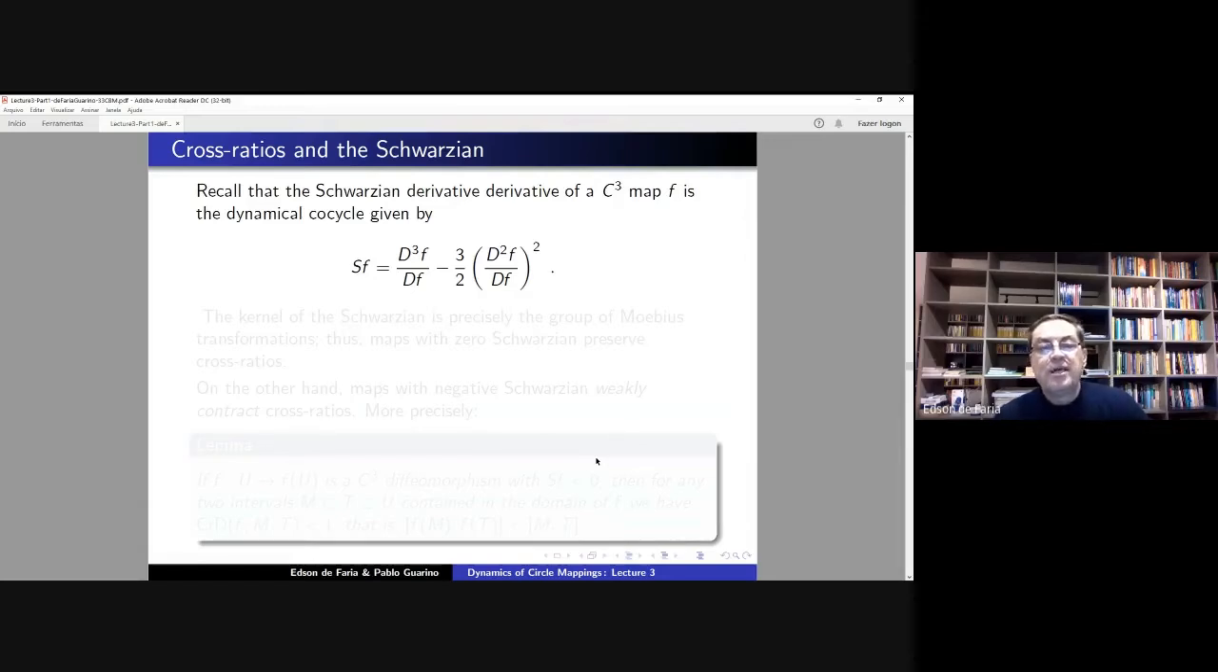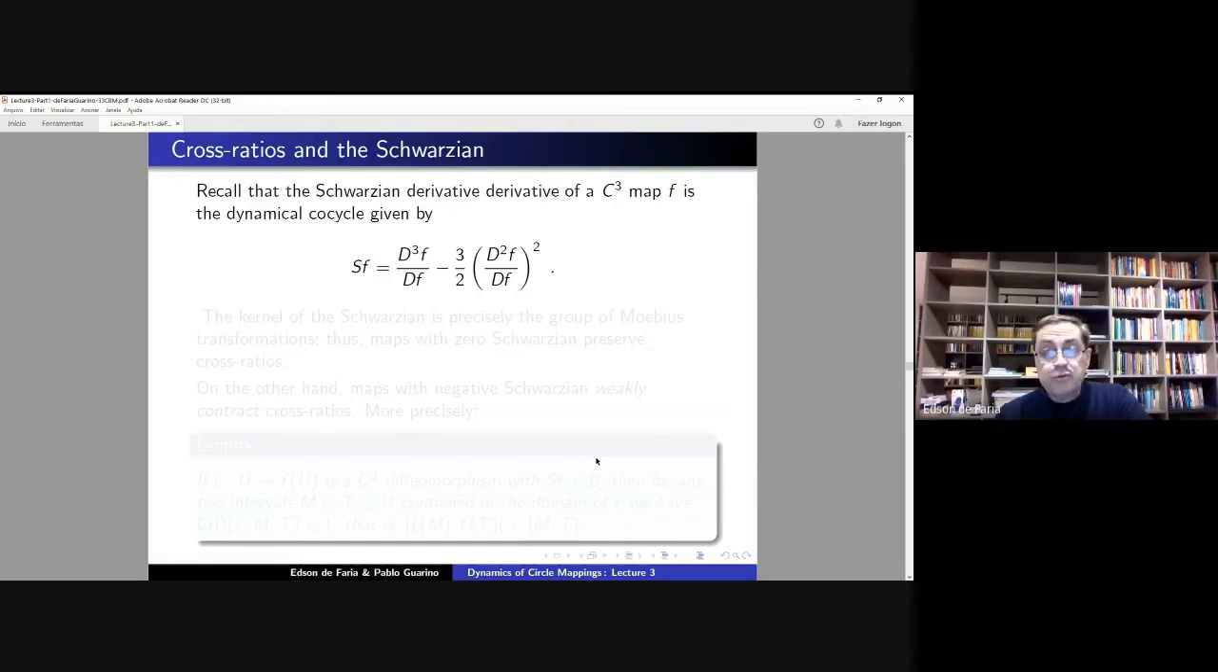It can also be written as, you know, you have the nonlinearity of the map. The nonlinearity of the map is the second derivative divided by the first. And another way of writing the Schwarzian is saying that the Schwarzian is equal to the derivative of the nonlinearity minus 1/2 times the nonlinearity squared, okay? And when you expand this out by taking the derivative of the nonlinearity, you get this expression that you see here. So it involves the first, the second, and the third derivative of the map, right?